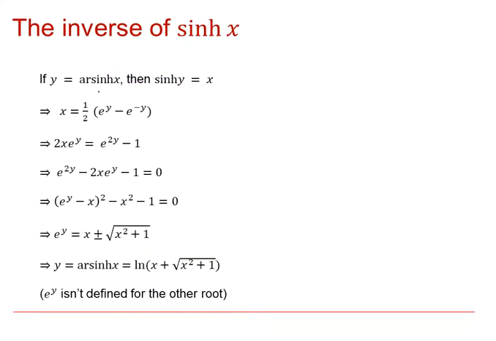So the key things here when we're considering arsinh x is to rewrite it as x equals sinh y, which allows us to use the definition of sinh y. Then we can create this quadratic in e to the y, which you can solve with a formula or completing the square. e to the y is of course positive, and therefore this negative result can be ignored.